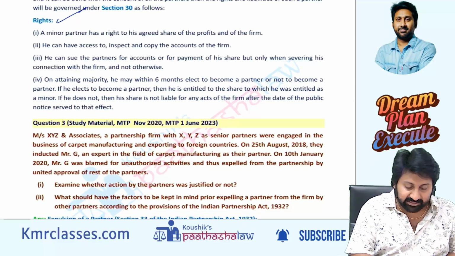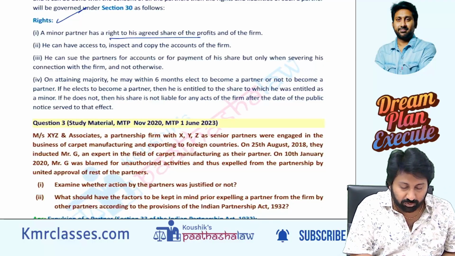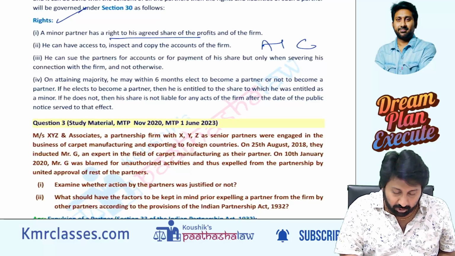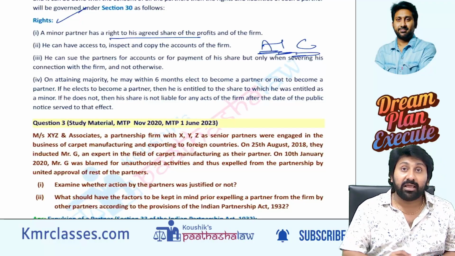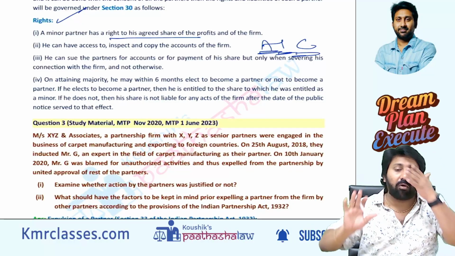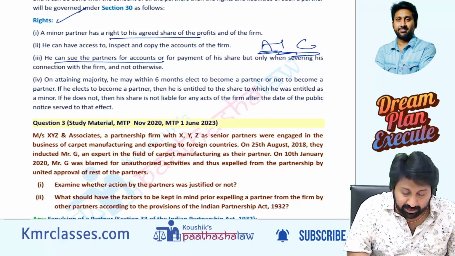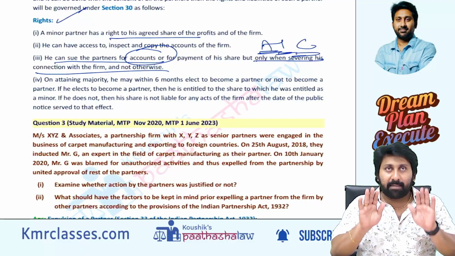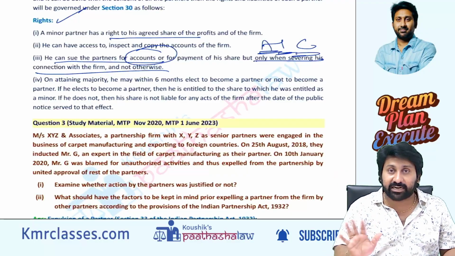Minor partner has the right to his agreed share in the profits. He can have access to, see, inspect the books. Minor also will have a right to access the books, inspect the books, take copies of the books. And moreover, if the minor says that I don't want it to continue, I'm leaving, at that time he asks for settlement of accounts. He can sue the partners for accounts, but only when he is severing the connection with the firm. Means if the minor is continuing, he will continue for another 3-4 years, at that time he cannot sue the partner for settlement of account.